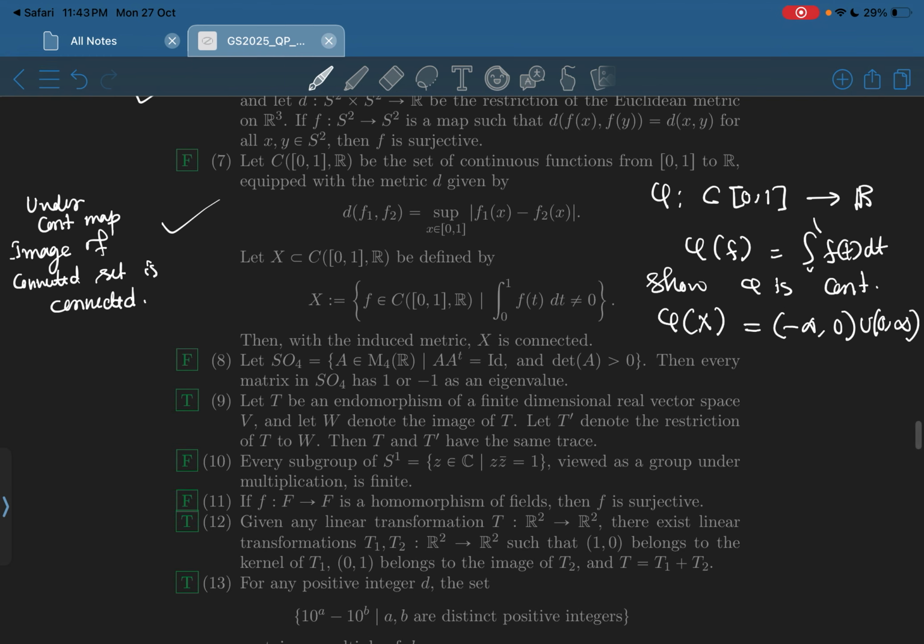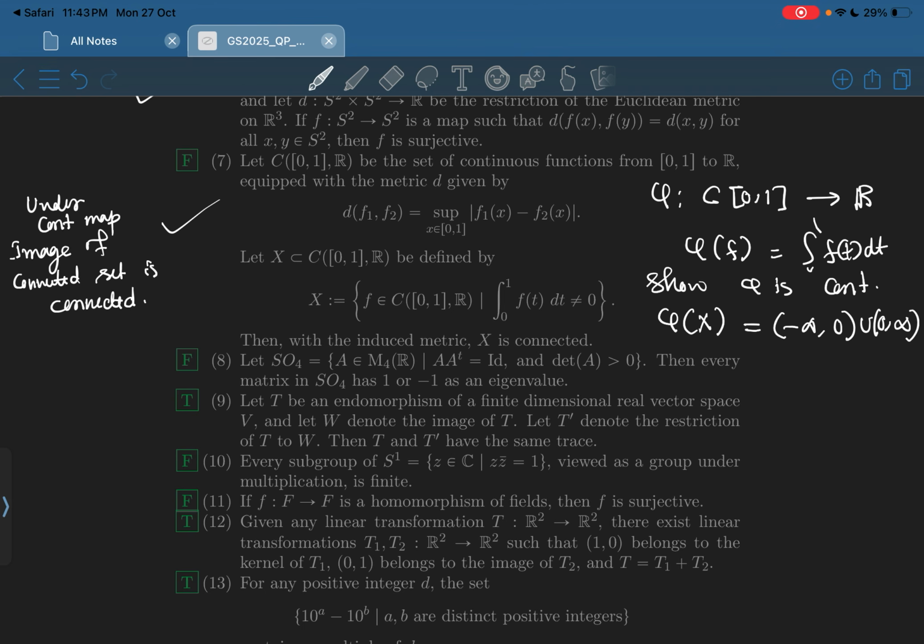Now question number 8. Those who know orthogonal matrices and their properties should be able to solve it. It's a very simple problem. It says SO4, that is the special orthogonal group, the orthogonal matrices of order 4 with determinant 1. You know an orthogonal matrix has determinant either 1 or minus 1, because determinant of A is the same as determinant of A transpose, and A transpose A equals identity, so determinant of A squared equals 1, so determinant of A is 1 or minus 1. For special orthogonal, the determinant is equal to 1.